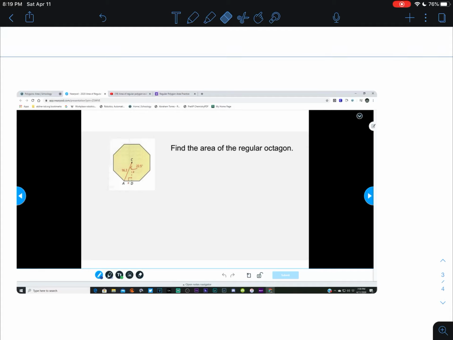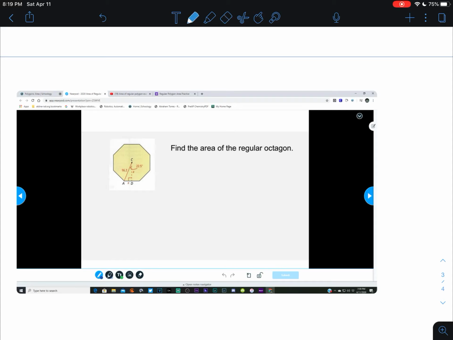Okay, so for this one, we do want to find the area of the regular octagon. They give us a lot of information, so we don't really have to solve for some items, but at the same time, we really need some very critical information. For one, we need the apothem, and also we need the side over here.